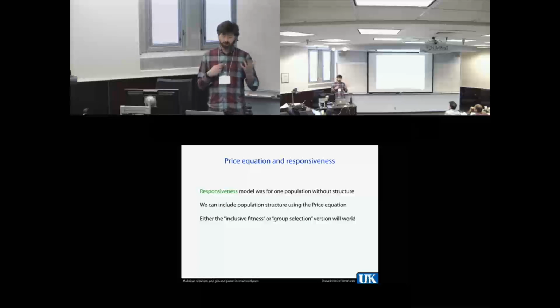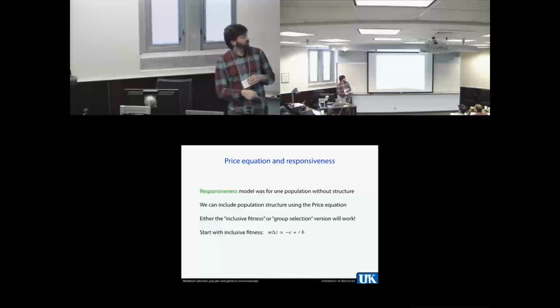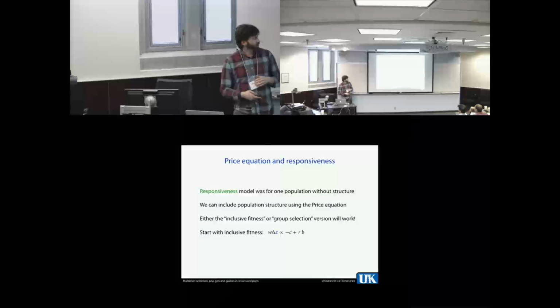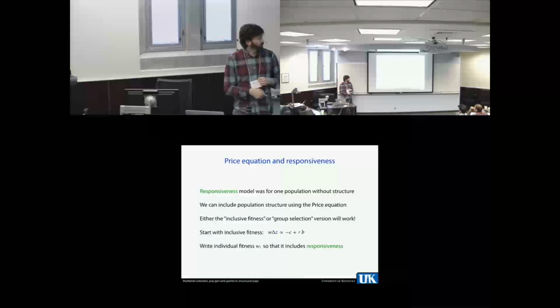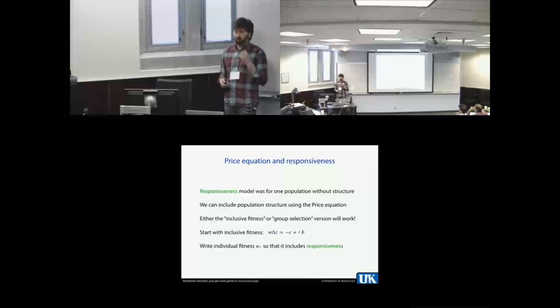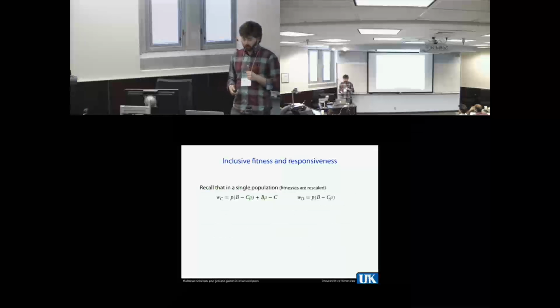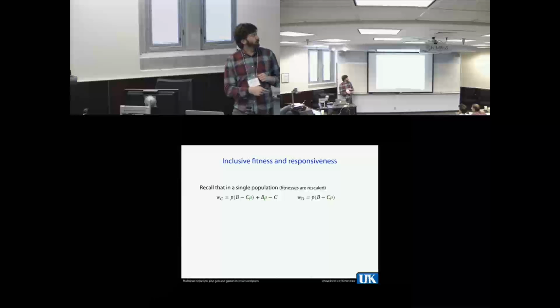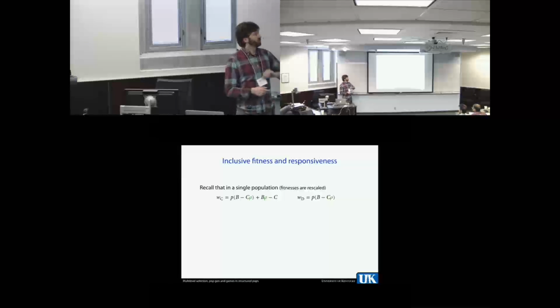And we can use either this inclusive fitness partition we talked about with Hamilton's rule, or we can use the group selection one. Either one will work. We'll just use this inclusive fitness one since it's maybe a little simpler to start off with. The important thing was to have this individual fitness of individual J, and we're going to write that in terms of the responsiveness that it has when it's playing its social partner. Remember, initially for a single population, we had these fitnesses, and we've rescaled them; they had denominators before. We can do that as long as everything is monotonic.